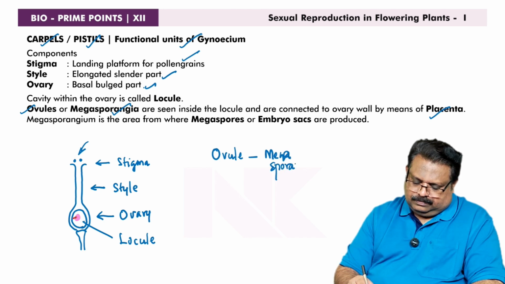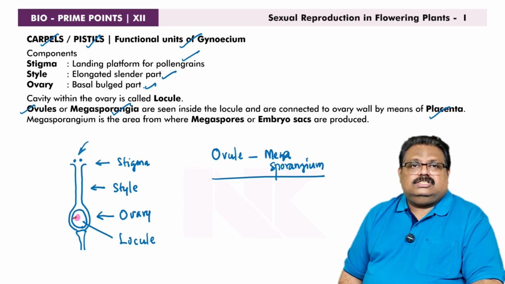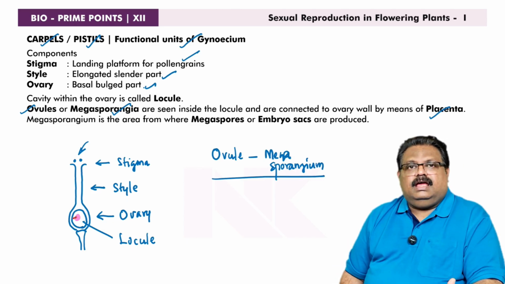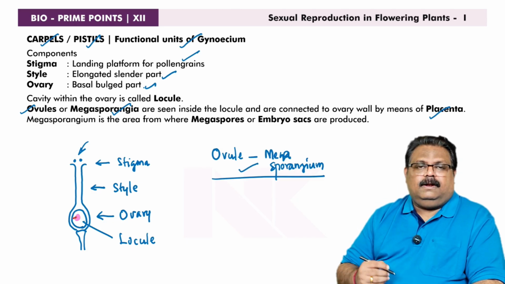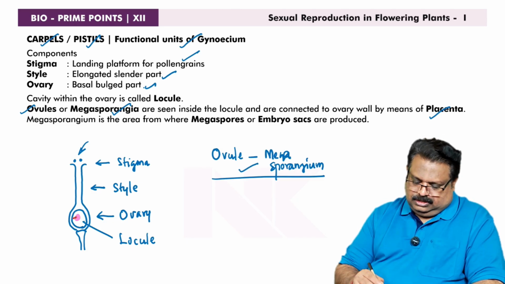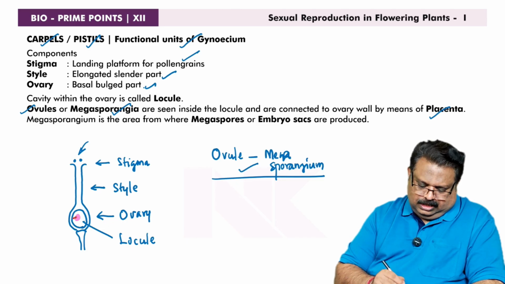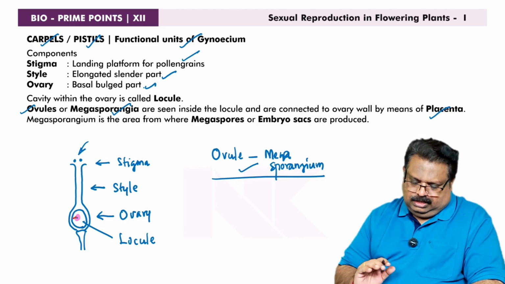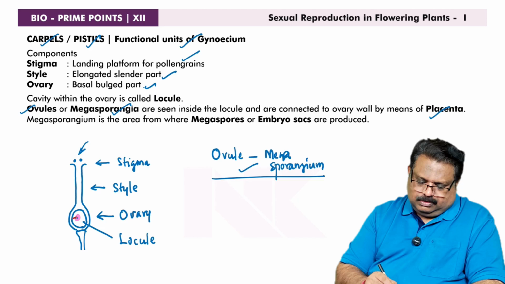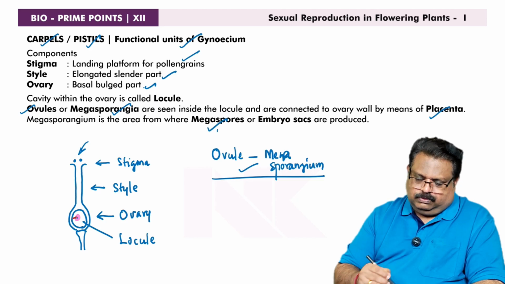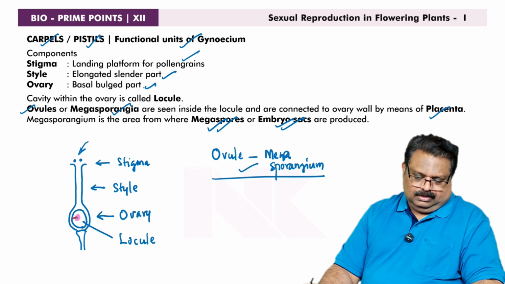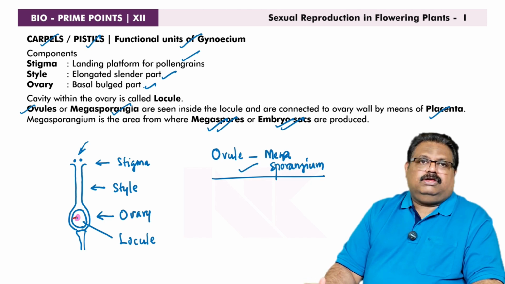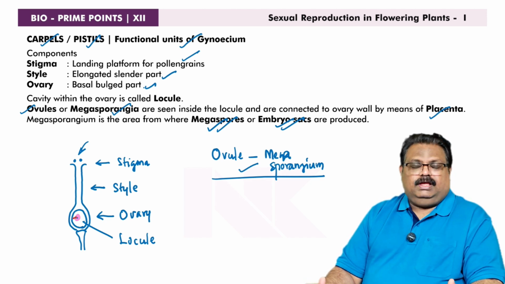Megasporangium. What is megasporangium? Just like microsporangium is the area where microspores are produced, megasporangium is the area where megaspores are produced. The megaspores are produced inside the ovule. So ovule is the megasporangium. Megasporangium is the area from where megaspores are produced. Megaspores are otherwise called what? Embryo sacs. So these are the main points you have to remember regarding the structure of a carpel.